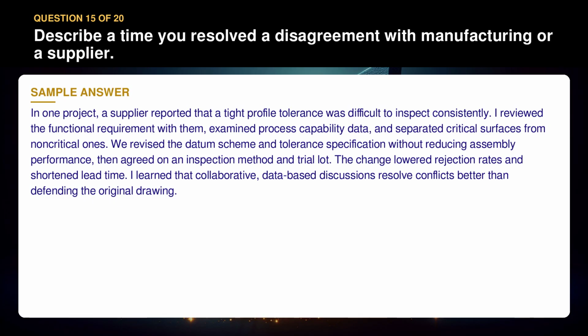I reviewed the functional requirement with them, examined process capability data, and separated critical surfaces from non-critical ones. We revised the datum scheme and tolerance specification without reducing assembly performance, then agreed on an inspection method and trial lot. The change lowered rejection rates and shortened lead time.